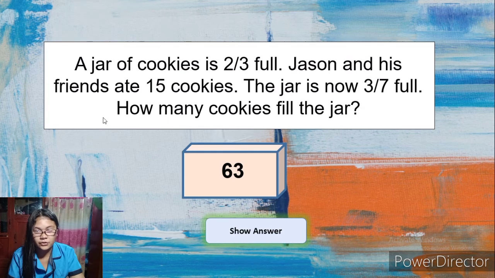So, a jar of cookies is 2/3 full. Jason and his friends ate 15 cookies. The jar is now 3/7 full. How many cookies fill the jar? So, this is the answer. How did we get this answer?